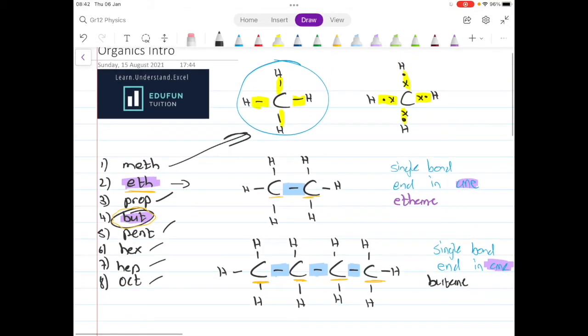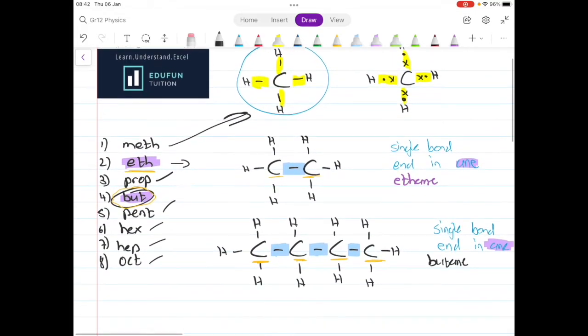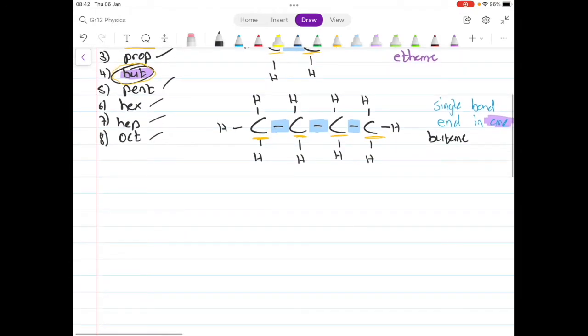What I also want to get into quickly now is how they can confuse you slightly with just the shape of it. But remember, you need to always look at continuous chain length. So for example, let's take heptane. Actually, you know what? Let's do pentane.